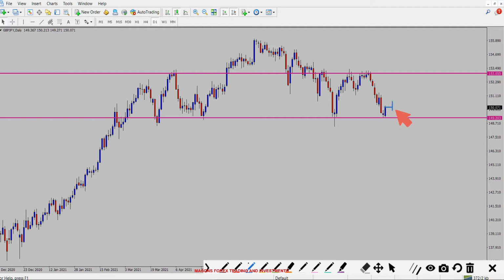I'll have E for entry. I'll have a stop loss of 1 ATR. SL is your stop loss, and I'll be looking for buying opportunities, but should price close lower than this level, then my bias would change and I would look for sell opportunities. So let's move on to the next pair.